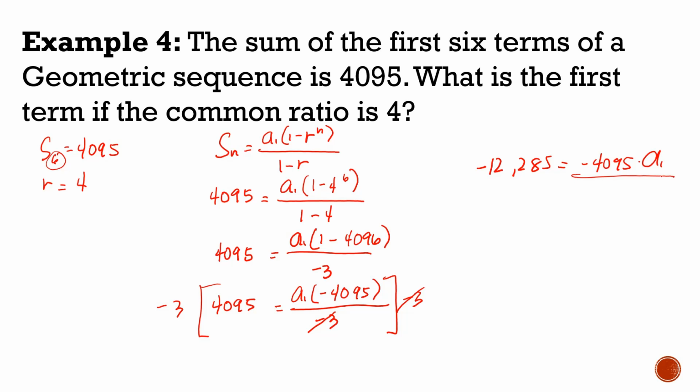And obviously the next step here is to divide both sides by negative 4,095. And that is equal to positive 3. Negative divided by negative is equal to positive. Okay, there you go.